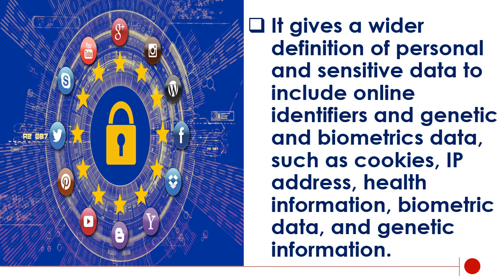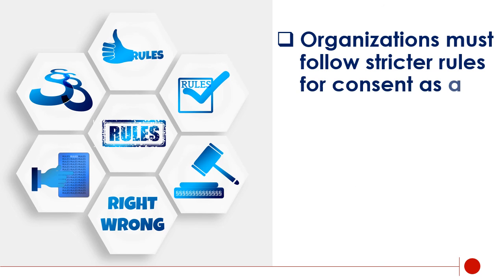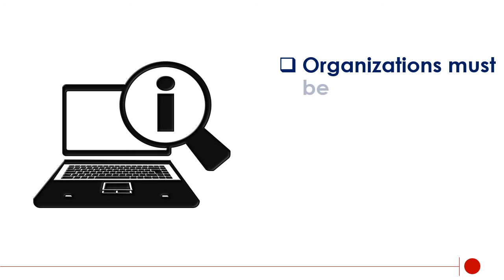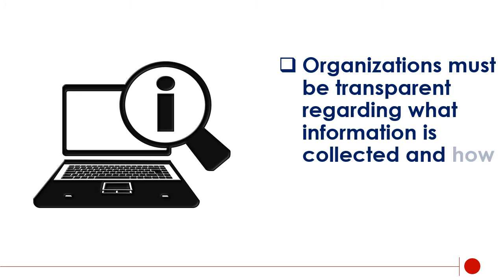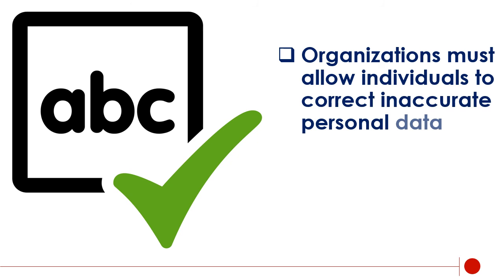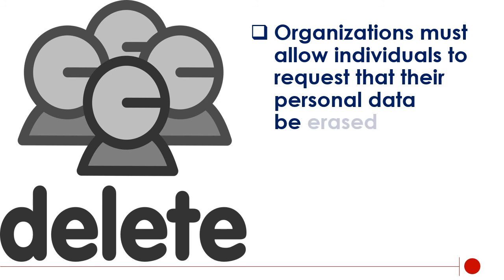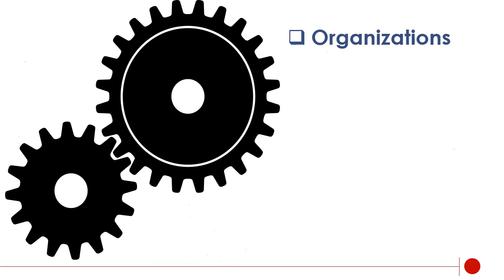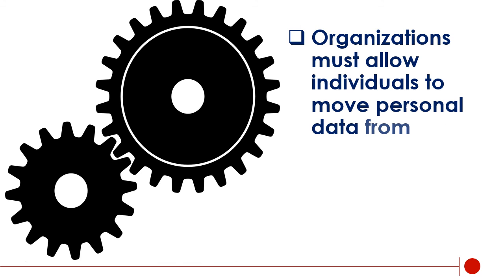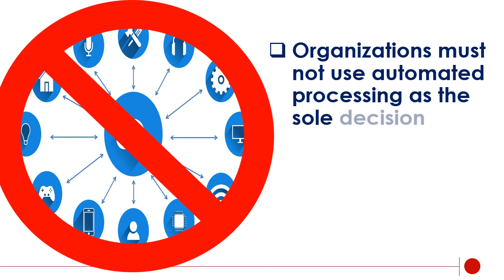The GDPR affects service providers that process personal data on behalf of an organization, including cloud services, call centers, and payroll services. Organizations must follow stricter rules for consent as a legal basis for processing. Organizations must be transparent regarding what information is collected and how the information is processed. Organizations must allow individuals to correct inaccurate personal data. Organizations must allow individuals to request that their personal data be erased under certain conditions. Organizations must allow individuals to move personal data from one service provider to another. Organizations must not use automated processing as the sole decision maker.